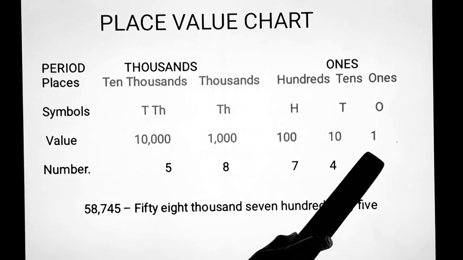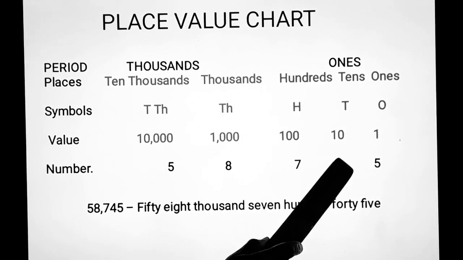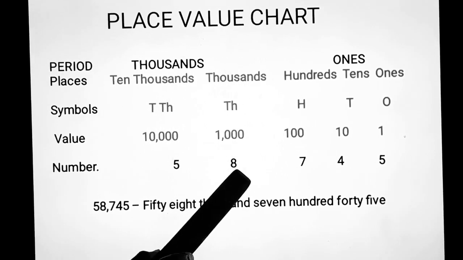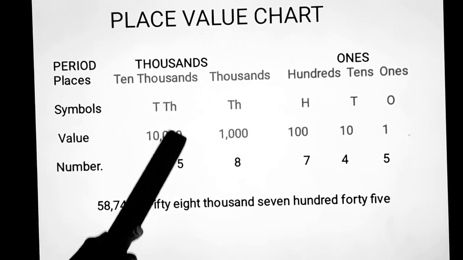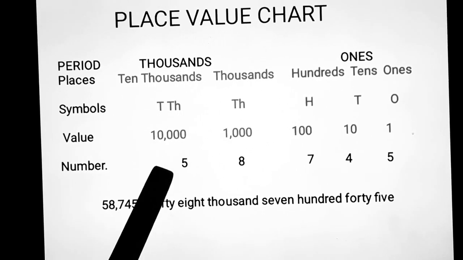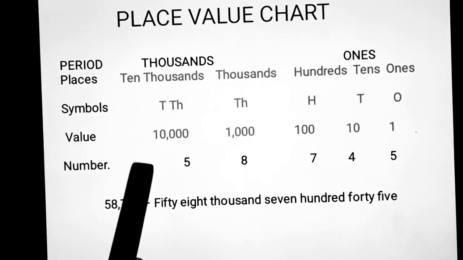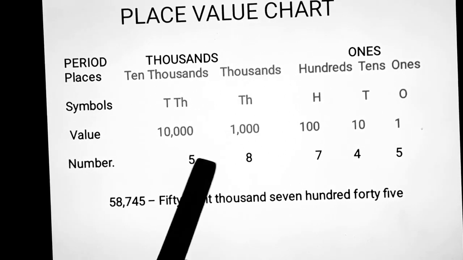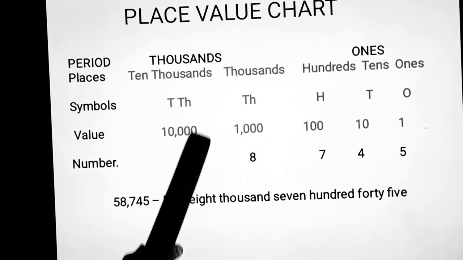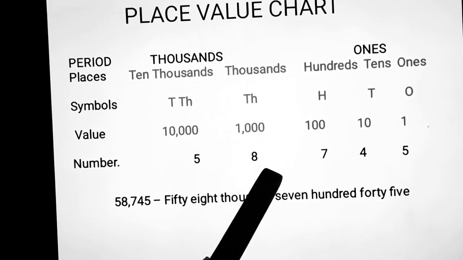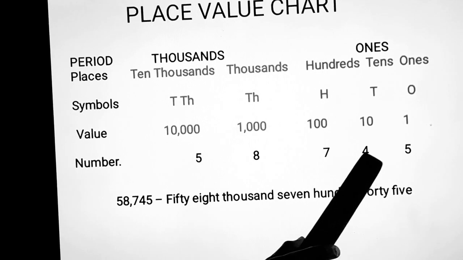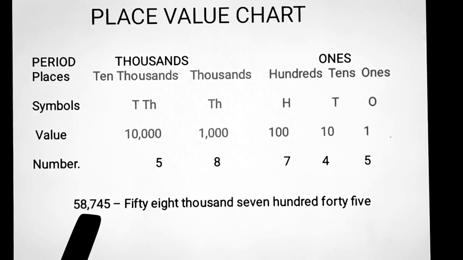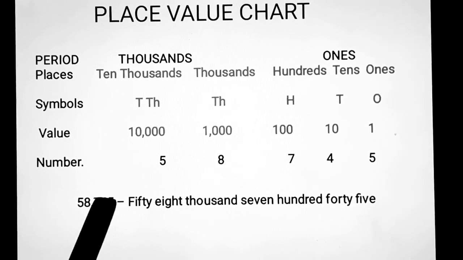Now, look at this number. 5 in 1's place, 4 in 10's place, 7 in 100's place, 8 in 1000's place, 5 in 10,000 place. The digits in the same period are read together. Here, 5, 8, 58 in 1000's place. So, 58,745. This is a comma. 2 periods are divided by a comma.